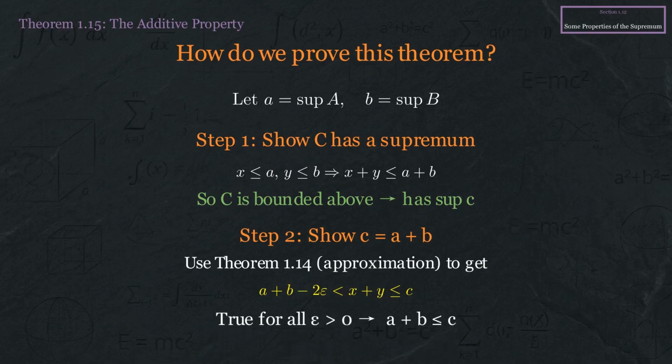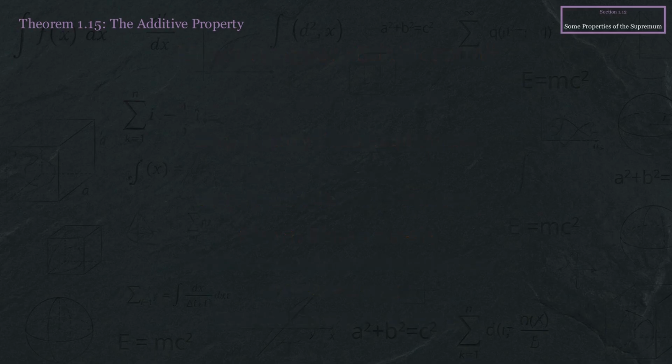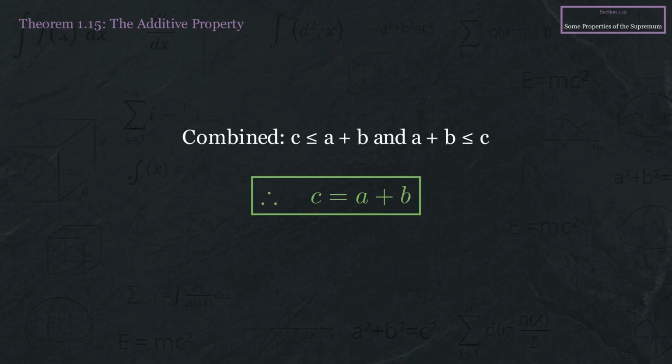This is true for every epsilon greater than 0. By Theorem 1.1 from earlier in the chapter, this implies a plus b is less than or equal to c. Combined with c less than or equal to a plus b, we get c equals a plus b. Beautiful.